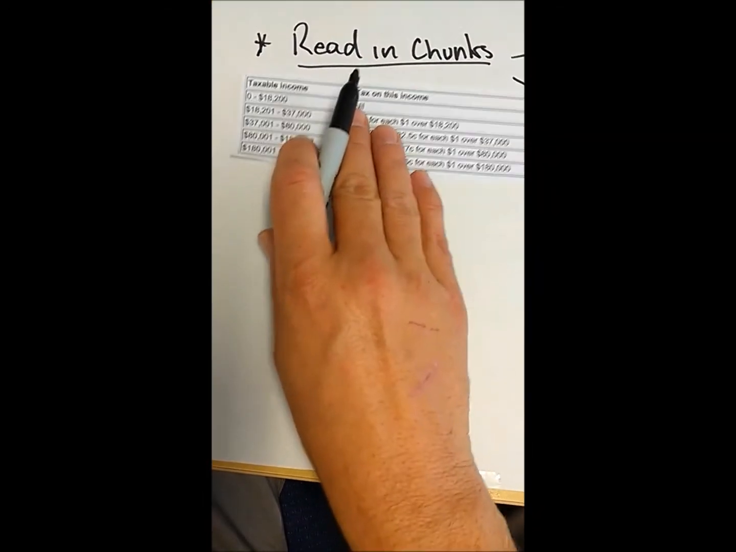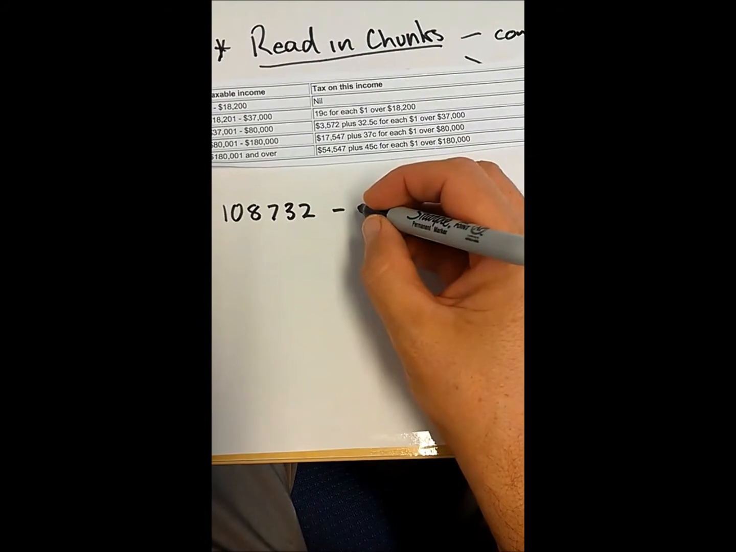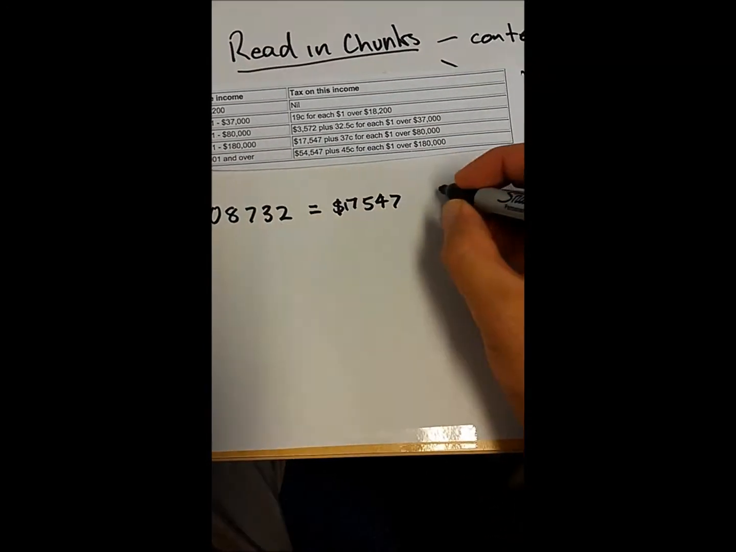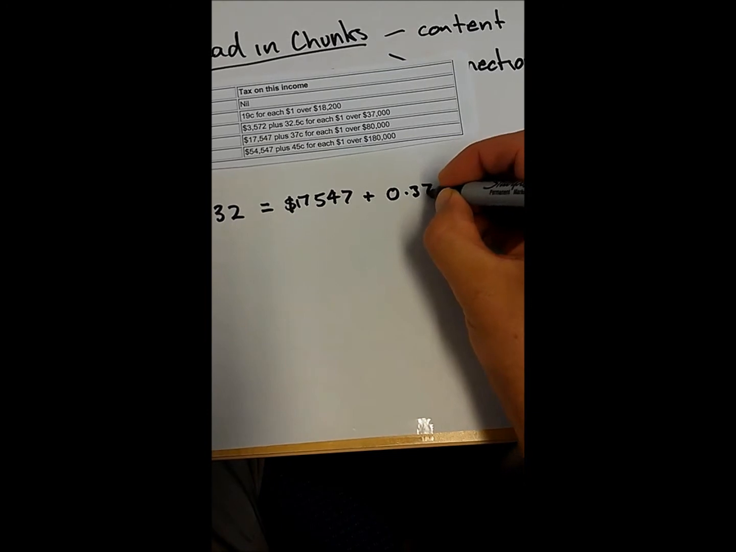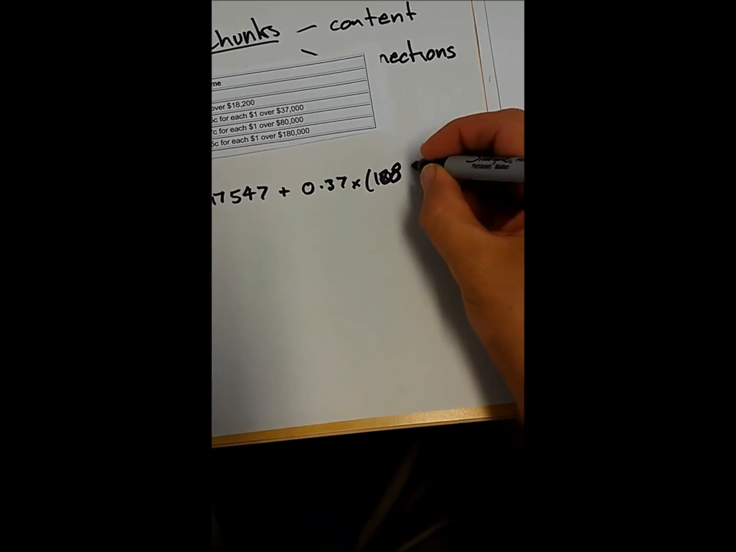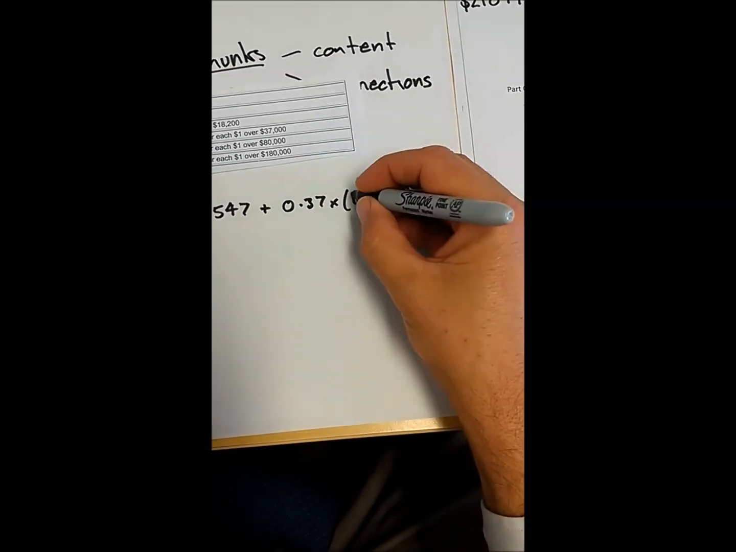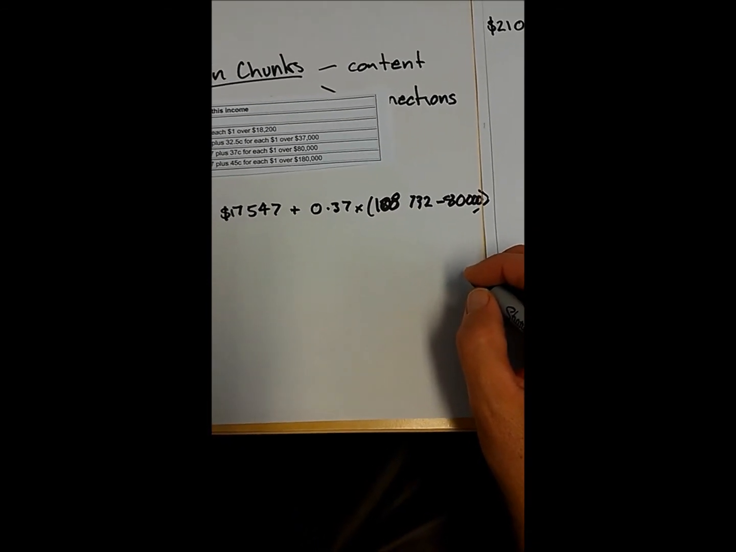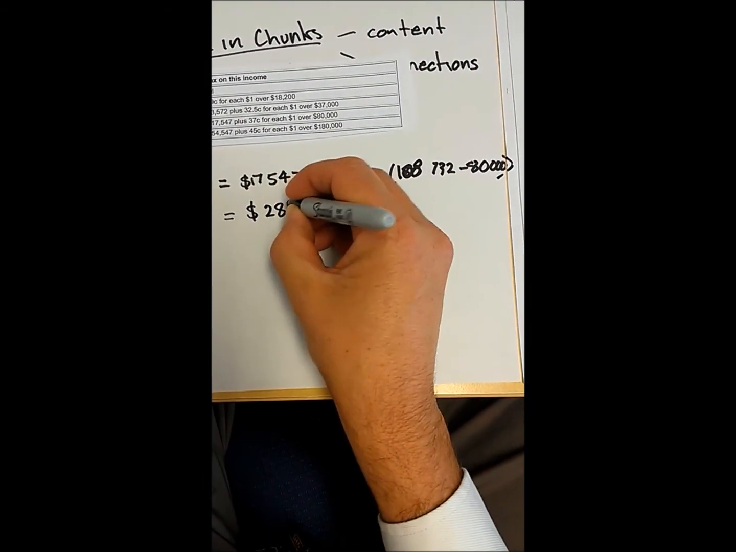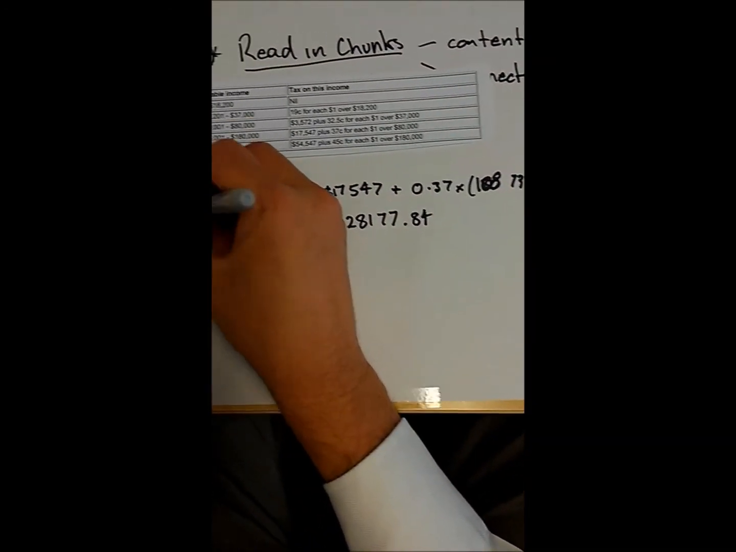So I've got 108,732, and I want to take away, and I want to work it out. I'm going to read it straight from here. It says I've got to pay $17,547 in tax, plus 37 cents for each dollar of this 108,732 that's above $80,000. So exactly what it says there. Plug it into your calculator. Answer in one step is $28,177.84. So this is the tax on that.